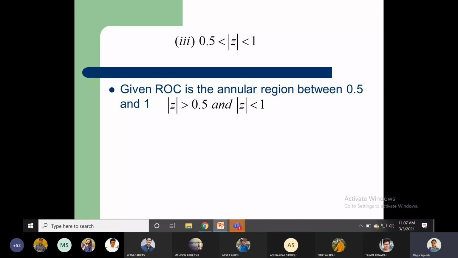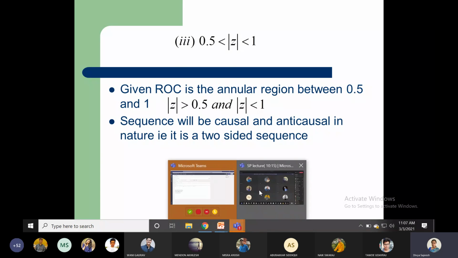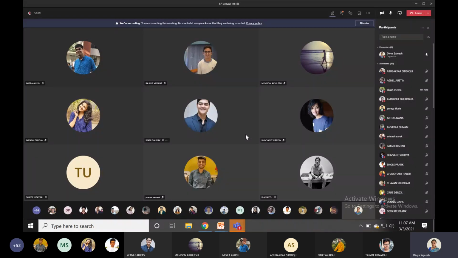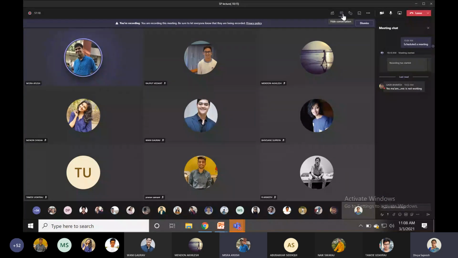Any doubt in this portion? Should I repeat it again? Ayush, are you able to follow? Yes, ma'am. Understood? Yes, ma'am.